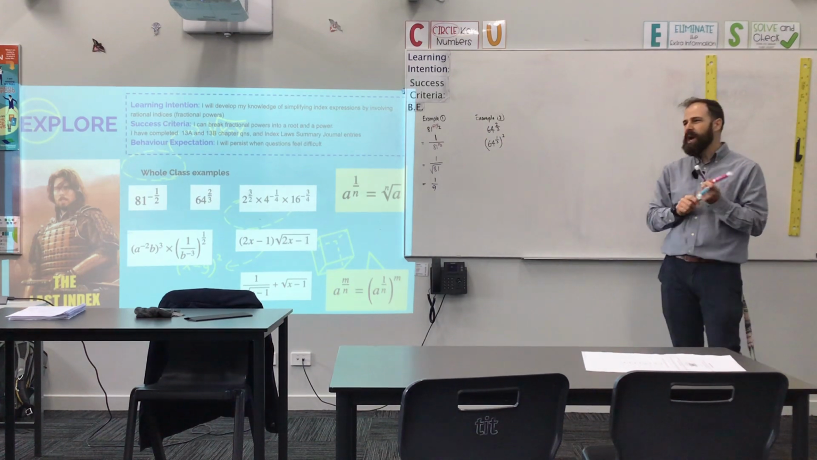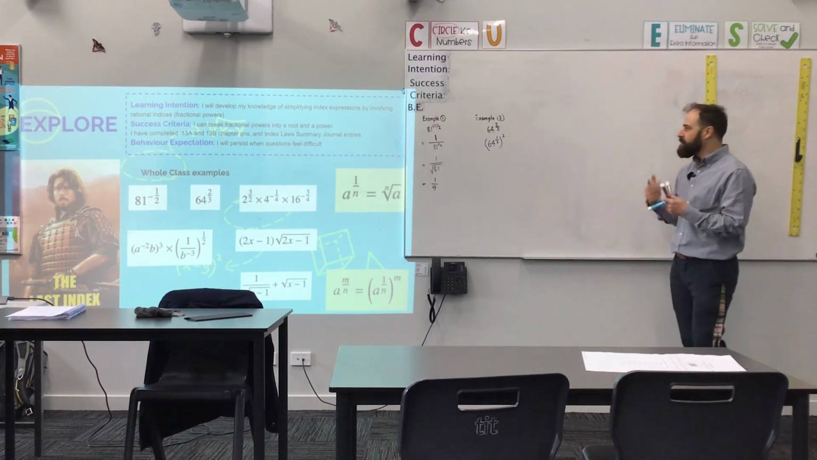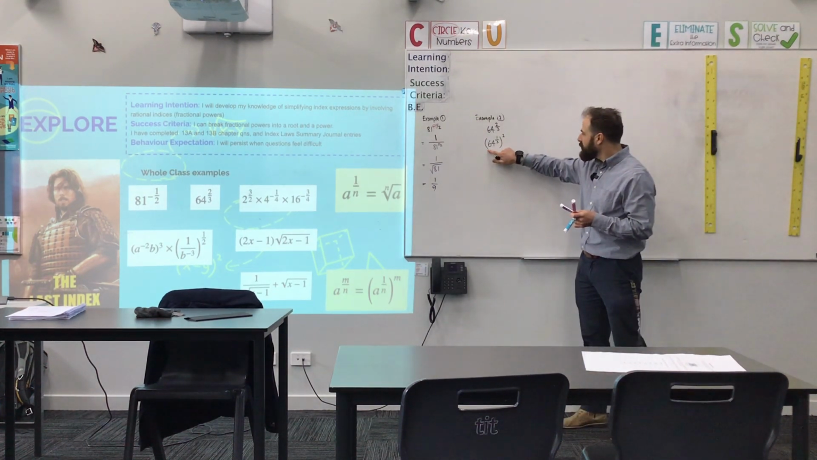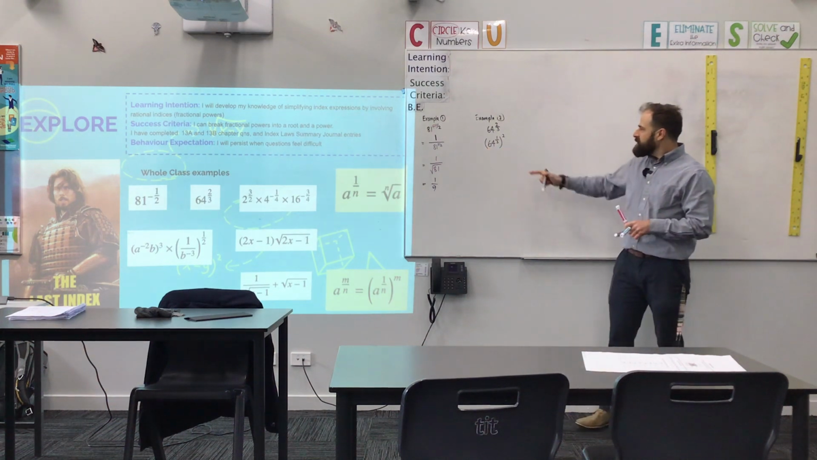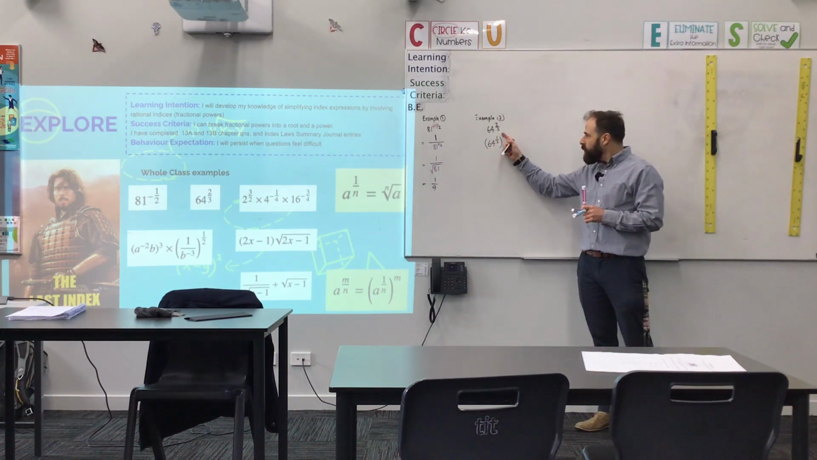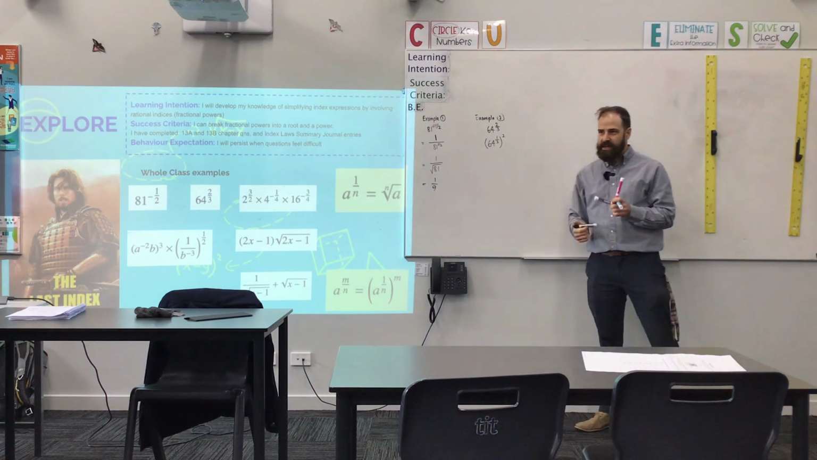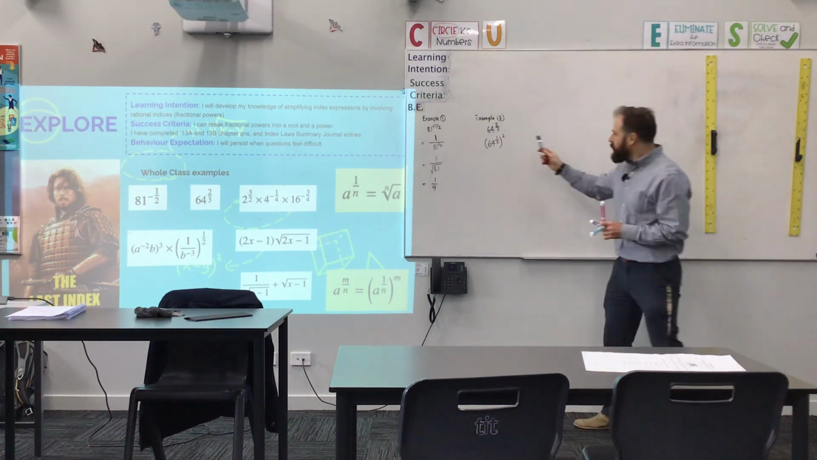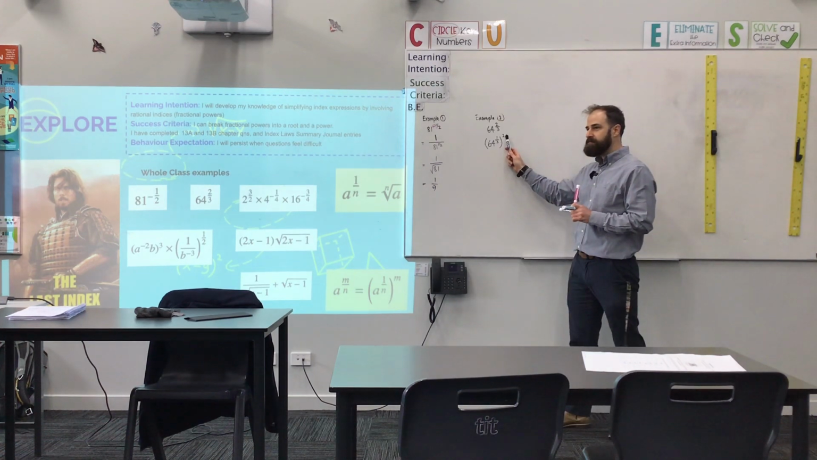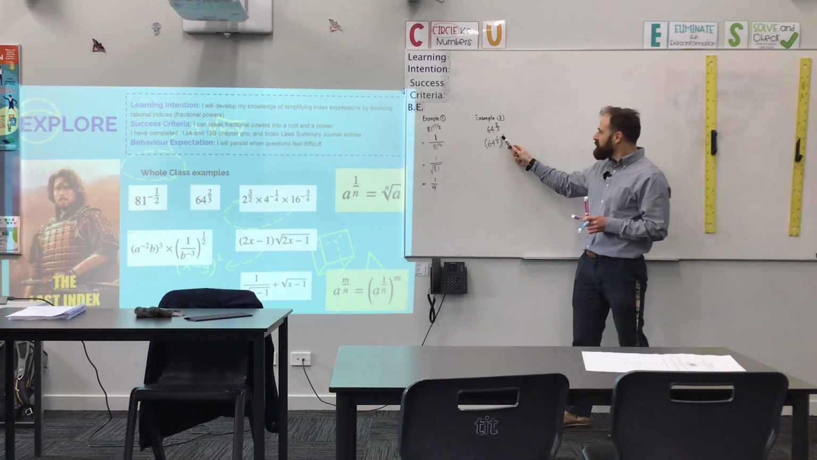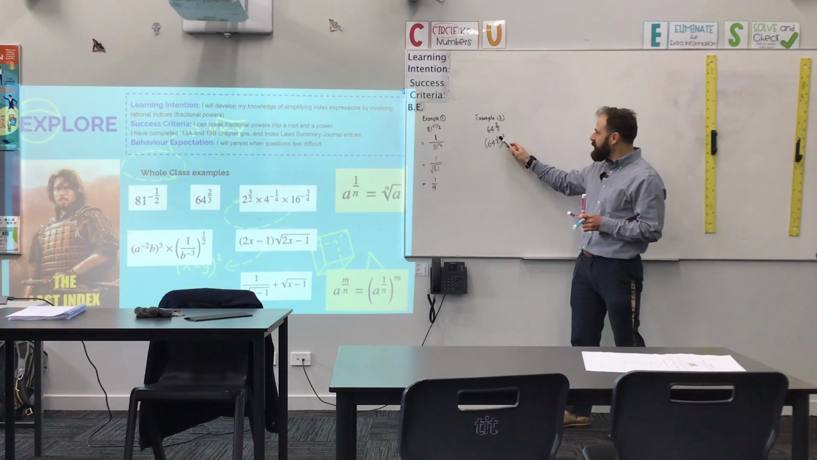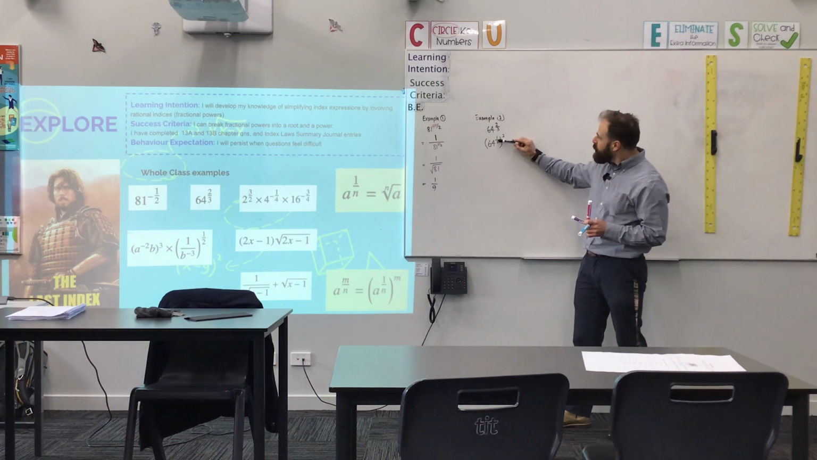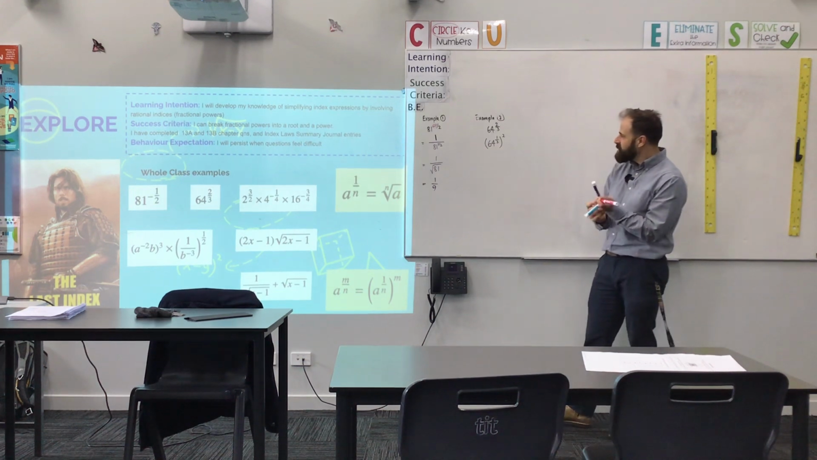Can anyone tell me why I'm allowed to do that? What index law am I actually using here? Chelsea, do you know which index law we're using to split it up like this? Like, what's going on there? You just times them together. I times them together. How come? Index law number 4 and 5. If I have a power to a power, then I multiply the powers. And 1/3 times 2 equals 2/3.